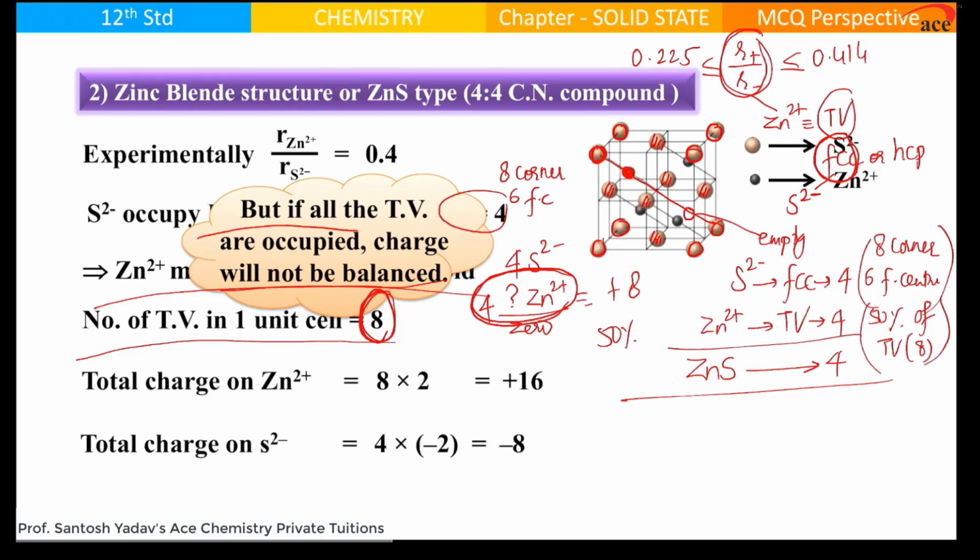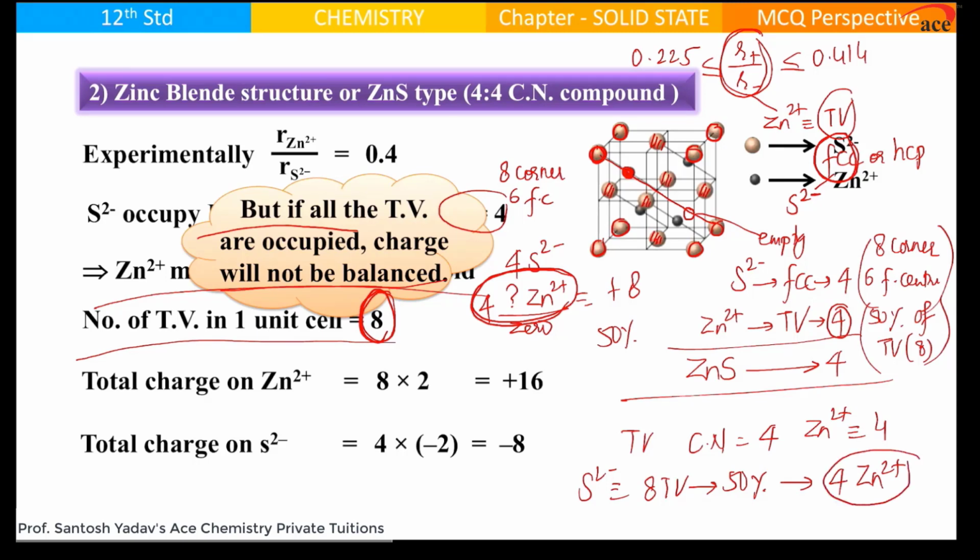Now, remember, zinc occupies tetrahedral void. What is the coordination number of tetrahedral void? 4. So, what is the coordination number of zinc? 4. Any sulfide sphere is surrounded by 8 tetrahedral voids, but only 50% is occupied. That means it is surrounded by only 4 zinc ions. So, what is the coordination number of sulfide ions? 4. Such a type of solid is called a 4:4 ionic solid. So, we will stop here. We will continue in the next.